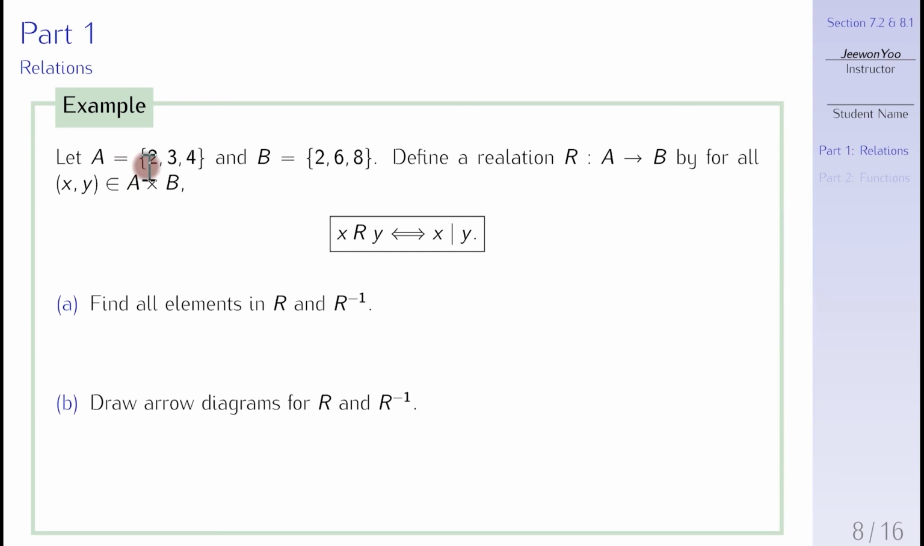Suppose set A contains 2, 3, 4, set B contains 2, 6, 8, and define the relation from A to B by, for all (x, y) in A cross B, x is related to y if and only if x divides the second coordinate. I see that 2 divides 2 clearly. 2 divides 6, 2 divides 8. So let's find the set of all elements in R. Clearly, the ordered pair (2, 2) belongs to R.